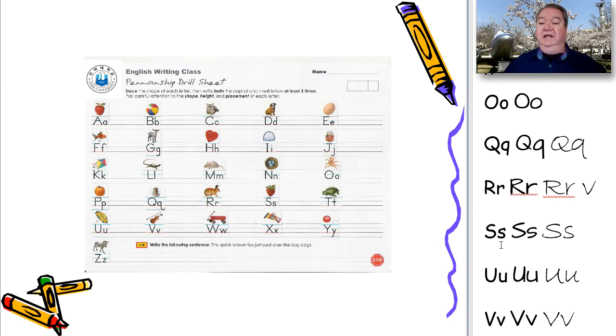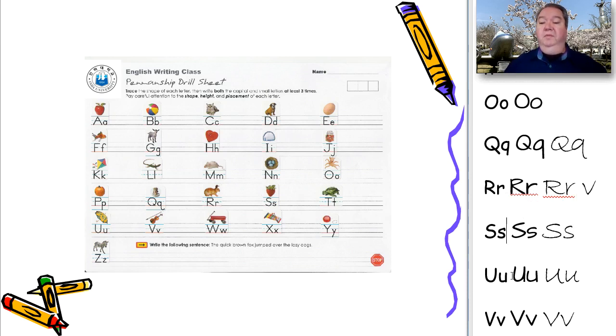S, again, size difference, okay? And again, this font over here, we have the capital S. The lowercase is just a little bit smaller. So you want more like this, where it's half the size, okay? You don't want a medium S. You want a small s.